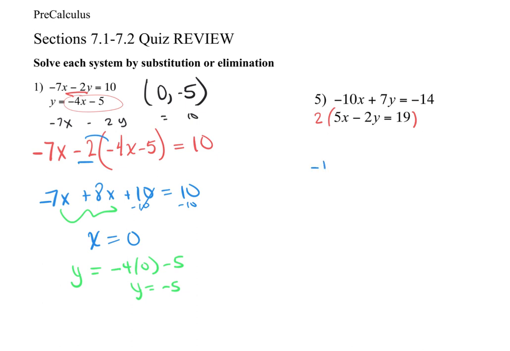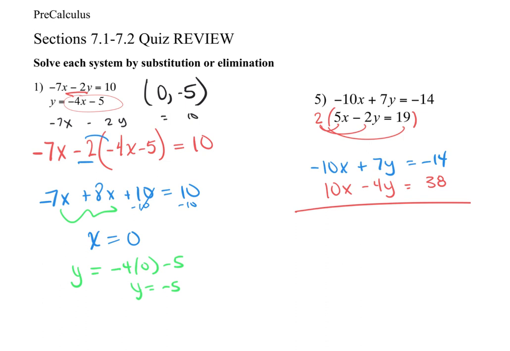I leave my top equation completely alone: negative 10x plus 7y equals negative 14. My bottom equation, I have to distribute that to every single piece: 2 times 5x, 2 times negative 2y, 2 times 19. All right, once I have a positive and negative of the same number, I'm ready to just add down. When I add down, negative 10, positive 10 cancels. 7 and negative 4 gives me a 3. And then I have the negative 14, the positive 38 will give me 24.